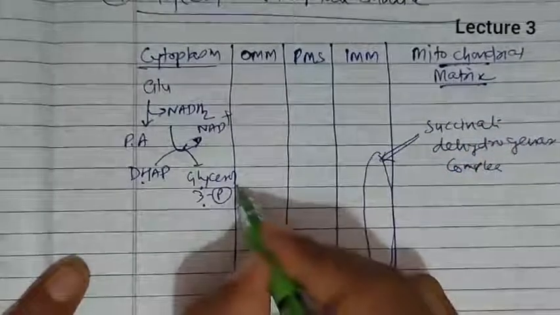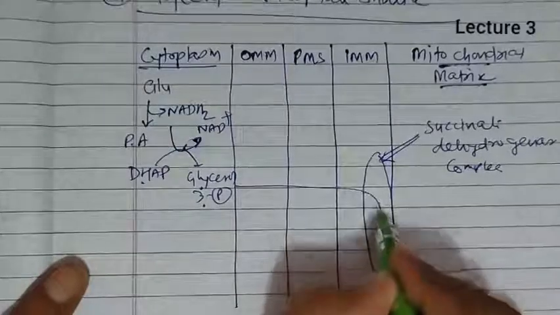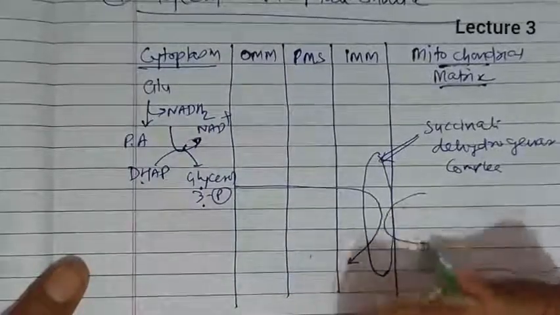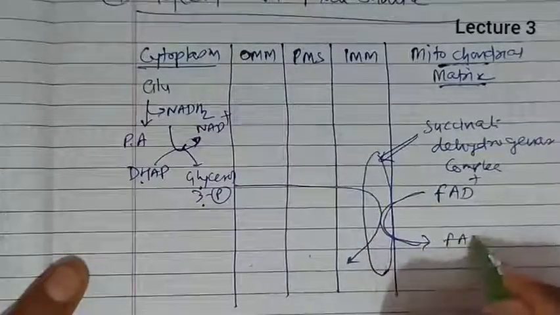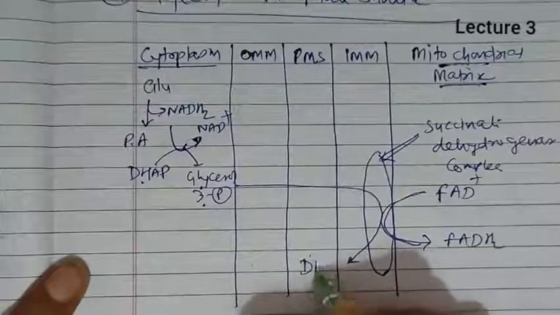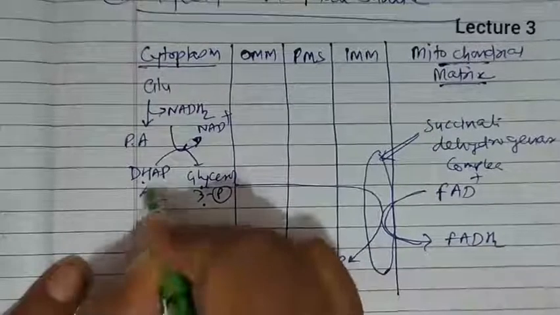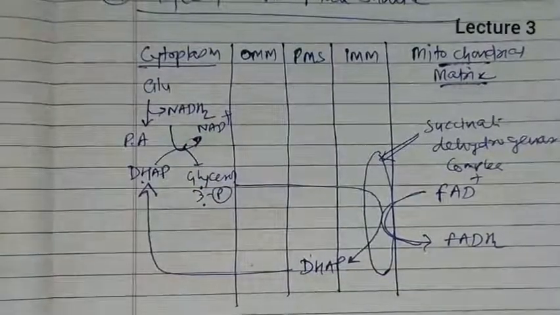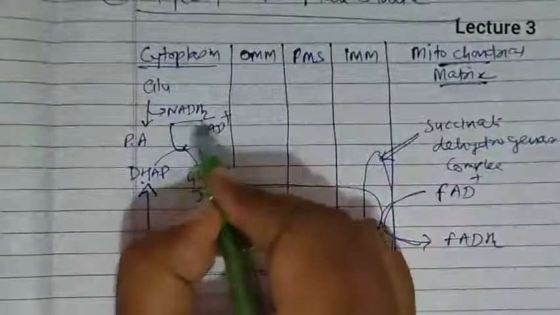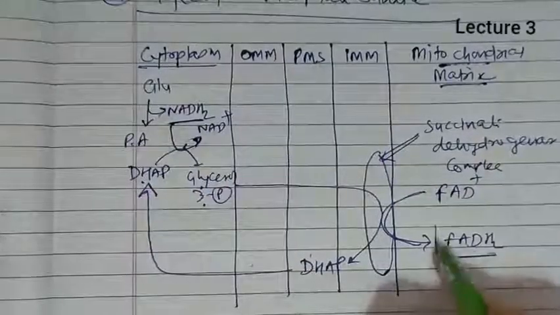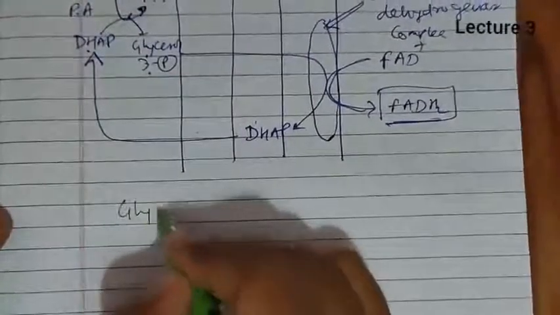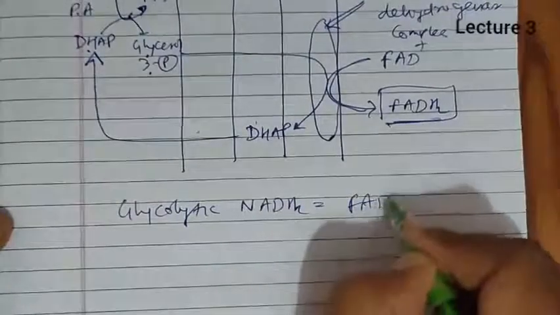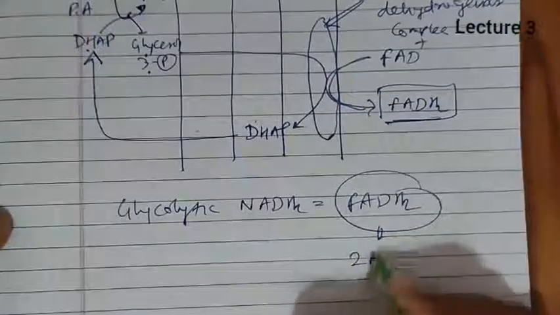So now when this glycerol 3-phosphate passes, it passes its energy to the FAD here, and FADH2 will be produced, and here we get DHAP back again. That DHAP will be used again here. So when the glycerol 3-phosphate shuttle is active, glycolytic NADH2 transfers its energy into FADH2. So by this shuttle, glycolytic NADH2 is equal to FADH2, and FADH2 is equal to 2 ATP.